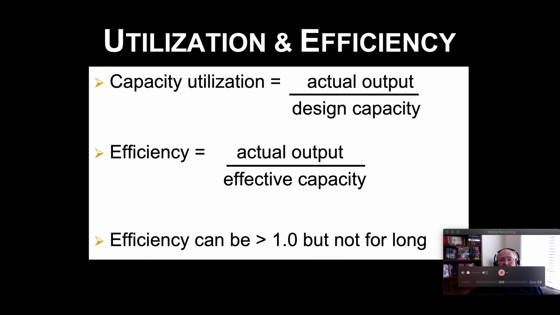So let's talk about utilization and efficiency. Capacity utilization is the actual output divided by the design capacity. And then the efficiency is the actual output divided by the effective capacity. And you should see a difference between those two. So generally speaking, the efficiency will be at least as high as the capacity utilization, typically higher. So efficiency can actually be more than one, but not usually for very long, because we can't typically sustain the sort of effort that it requires to do that.